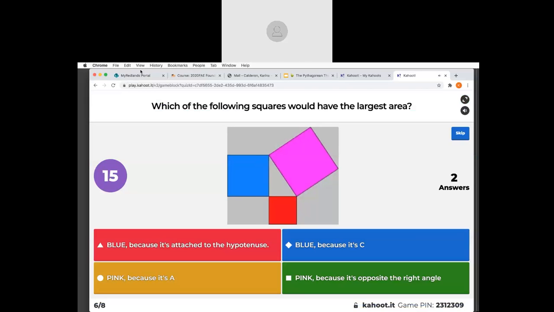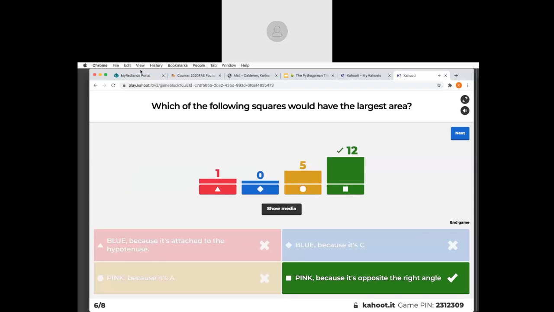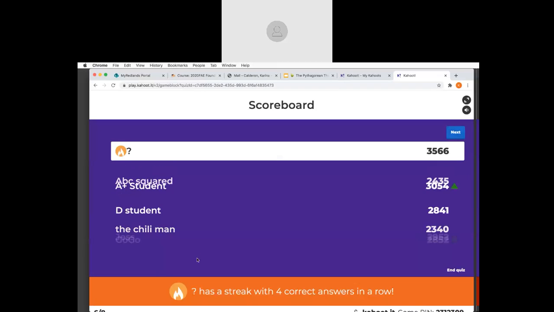So which of the following squares would have the largest area? I think you guys should be able to get this one. Remember, the area is the total number of squares. So look at where the hypotenuse is. Oh, almost all of you got it. Yes, it was the pink because it is the opposite of the right angle. If you clicked the yellow one, it's not A, right? A would be one of the legs. Awesome. All right, I believe we have like 2 more left.